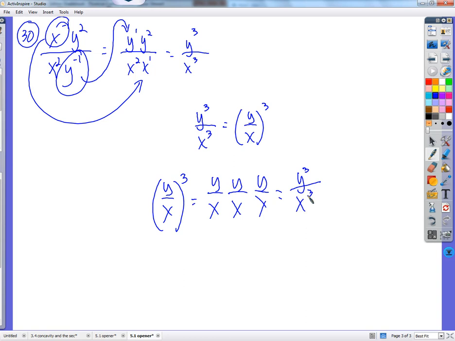And we could go the other way too. We could say, well, this is these three fractions multiplied together. Y times y, x times x. And we could write it as y over x to the third. So one number divided by another raised to a power is the same as a to that power over b to that power.